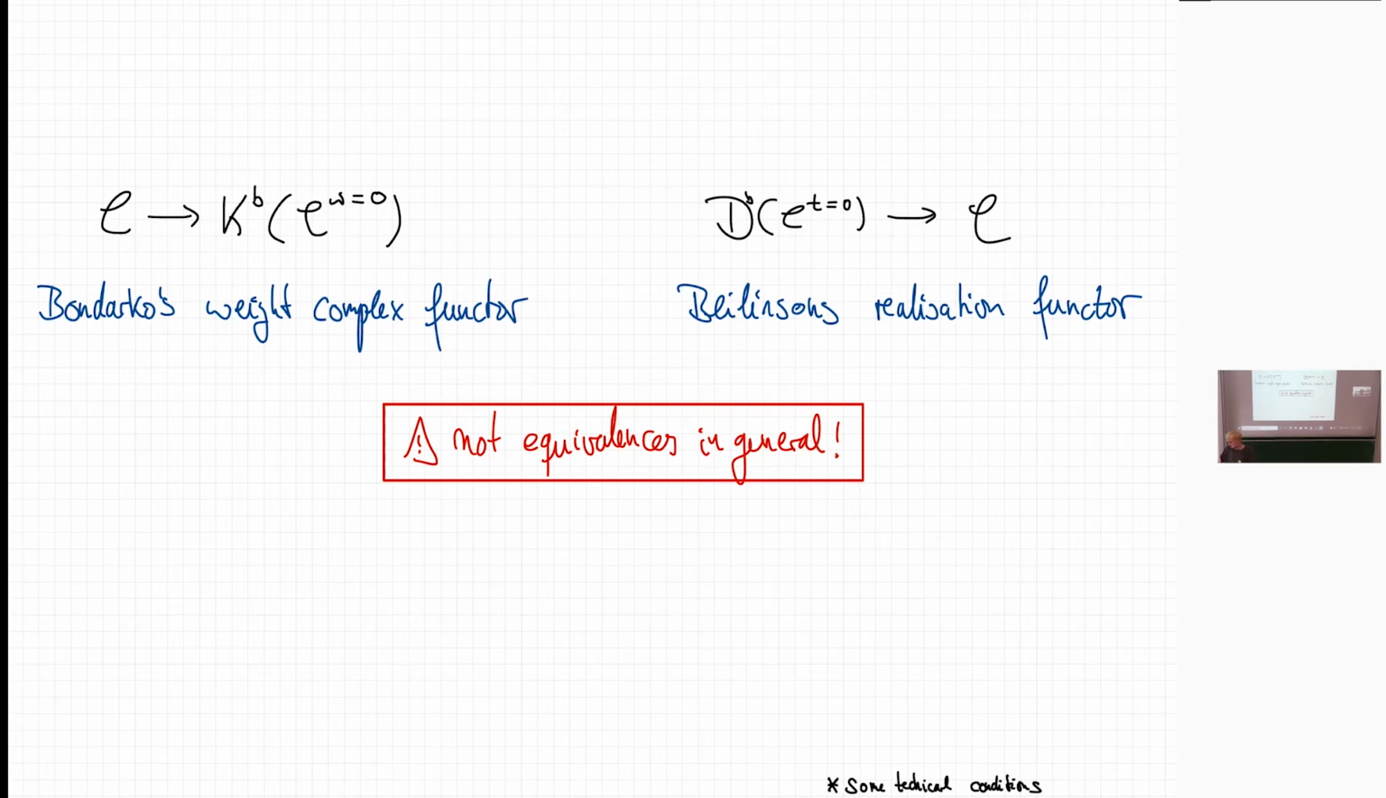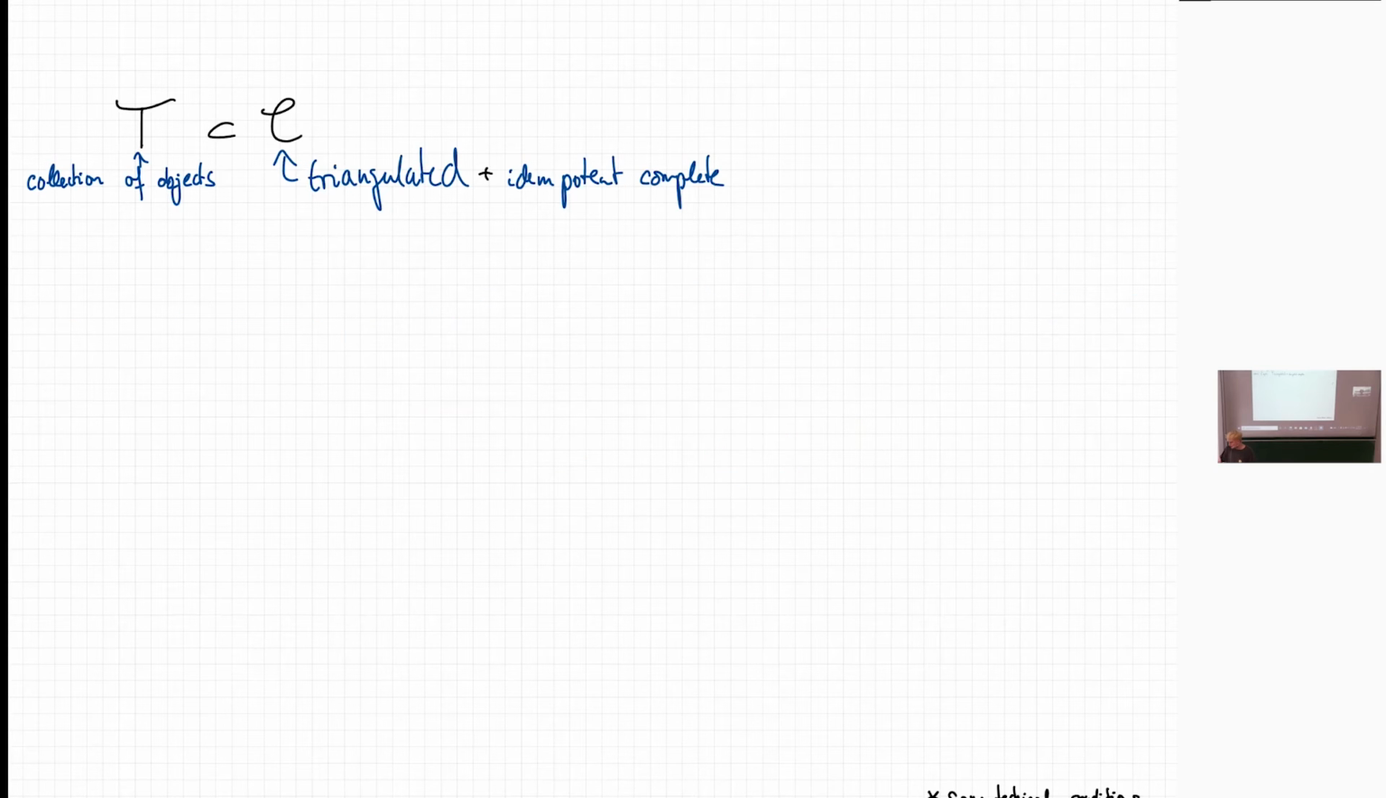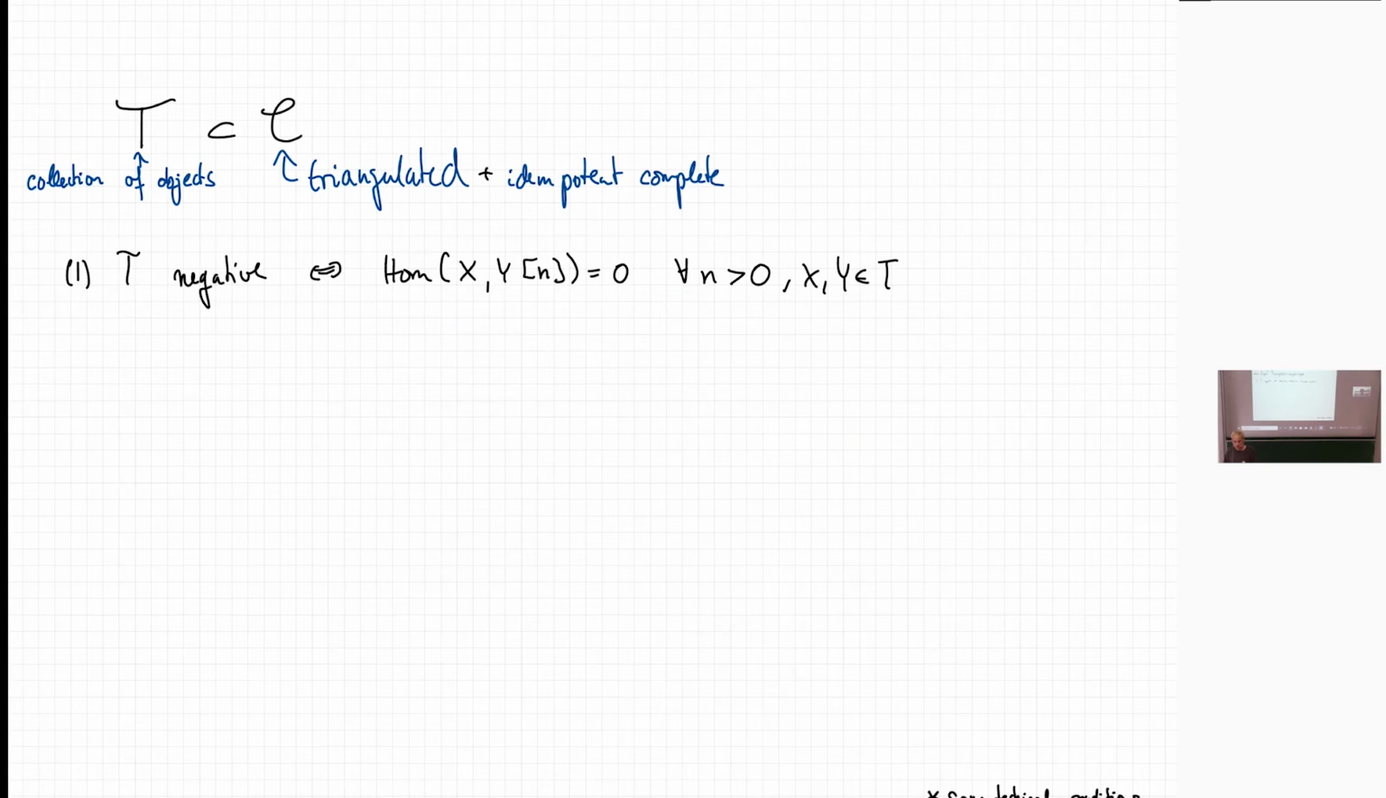Yeah? Okay. And the last thing I want to explain about weight structures is how you can define them. So let's say you have a triangulated idempotent complete category, and you have some collection of objects inside of this category. And now let's impose some conditions. We want that those objects are negative. So negative means that they have no positive extensions. So when I take objects x, y in this collection of objects, Hom from x to y shifted by n should be 0 if n is bigger than 0. No positive extension, so they are negative.